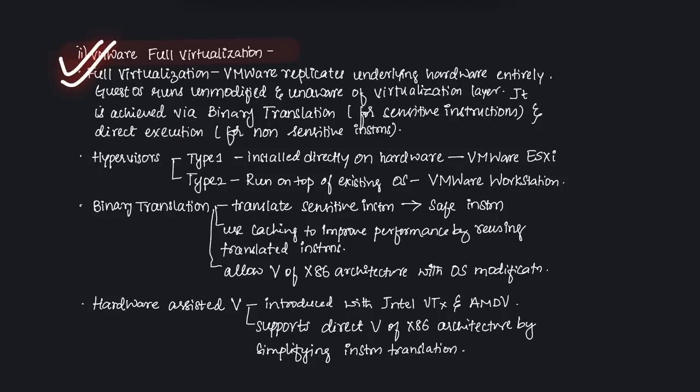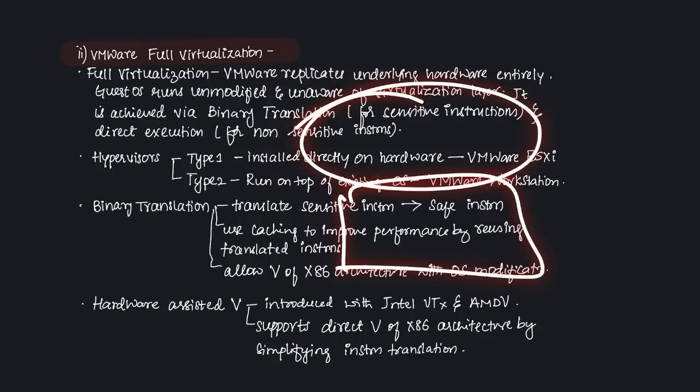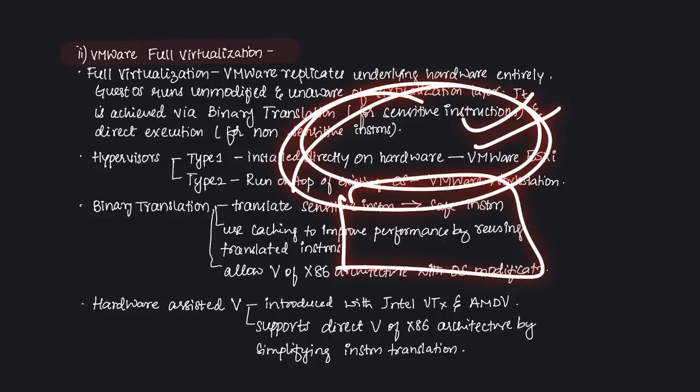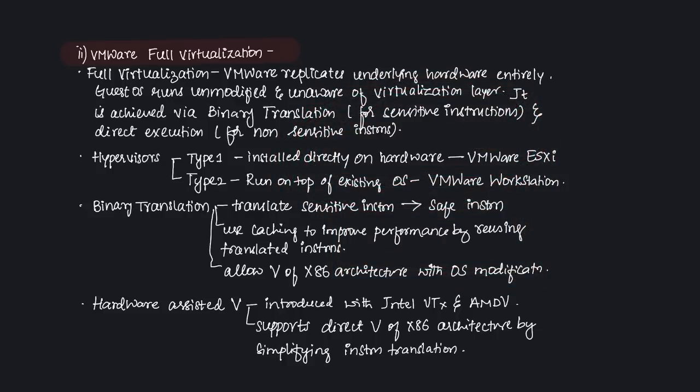Next we have VMware full virtualization. In full virtualization, VMware will replicate the underlying hardware entirely. So here the guest operating system will run unmodified, and it is not aware of the virtualization layer which is present there. This is achieved via binary translation for the sensitive instructions, and direct execution for non-sensitive instructions.